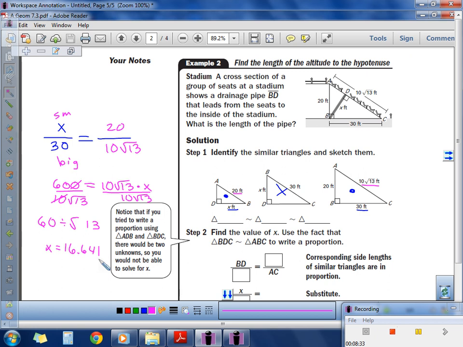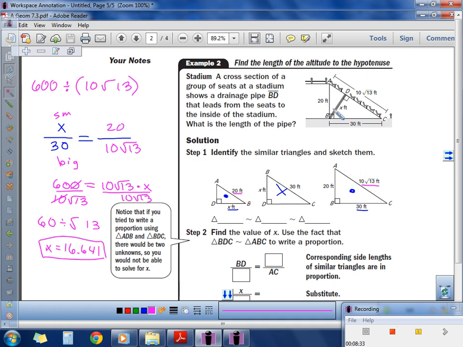That's the answer. So if you would have just typed this in, it would have been 600 divided by parentheses 10 square root 13, close parentheses. That's the proper way to enter this whole part if you couldn't remember how to simplify those zeros. And once again, you would have got the same answer, 16.641.